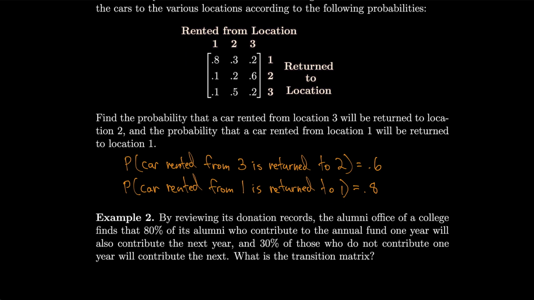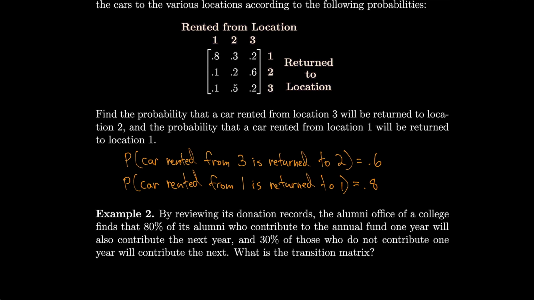By reviewing its donation records, the alumni office of a college finds that 80% of its alumni who contribute to the annual fund 1 year will also contribute the next year, and 30% of those who do not contribute 1 year will contribute the next. What is the transition matrix?